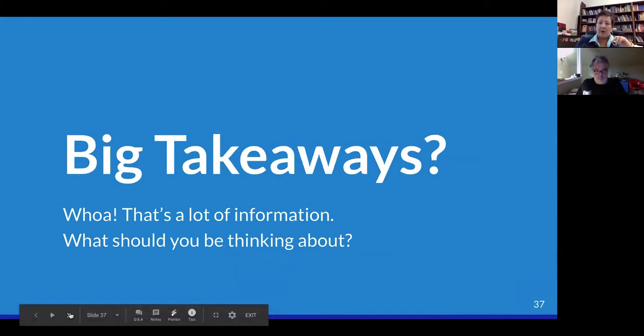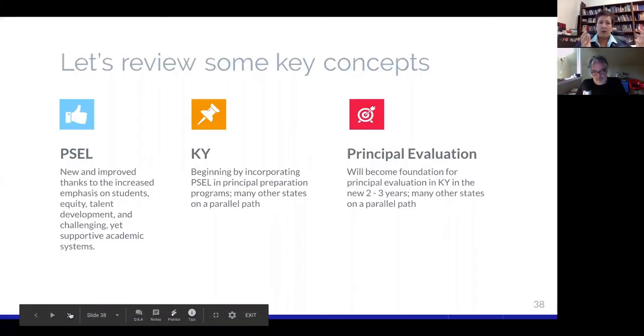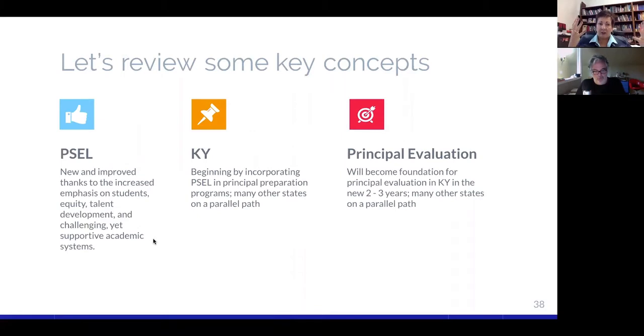So I thought about those in terms of who you might be. What should all of us be thinking about first? That PSEL, one of our big takeaways, is new and improved. As I've mentioned today, there's an increased emphasis on students at the center. The real centrality of students in the model is laudable. There's an emphasis on equity. There's a much deeper dive into talent development. And the expectations when it comes to teaching and learning are this beautiful combination of challenge and support, rigor and care.